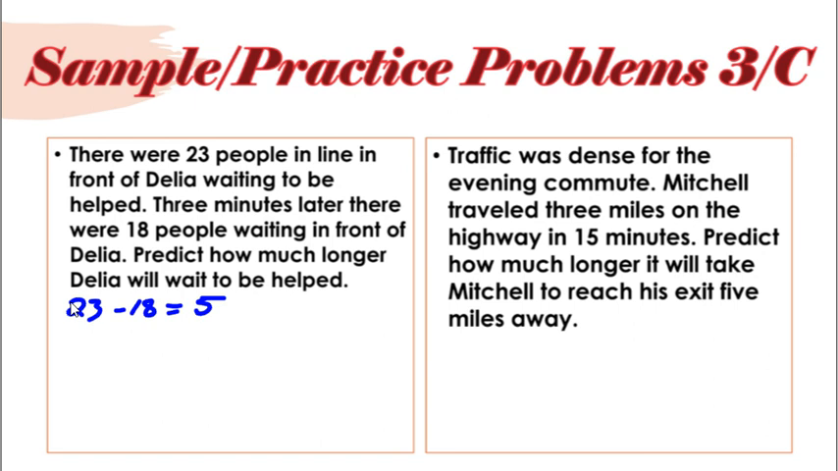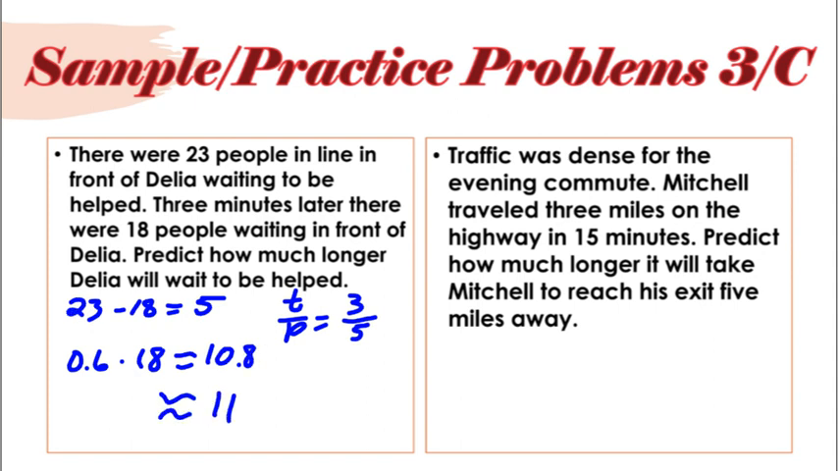So if I take the time divided by the number of people, that would be 3 minutes for 5 people. 3 divided by 5 is 0.6. So if I take 0.6 times 18 people, how much longer will she have to wait? So 0.6 times 18 gives us 10.8. So we would say roughly 11 minutes.